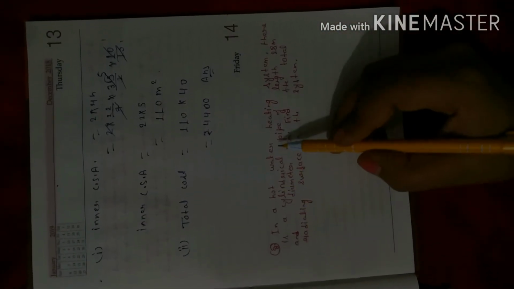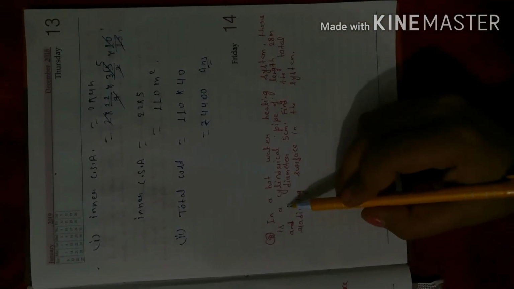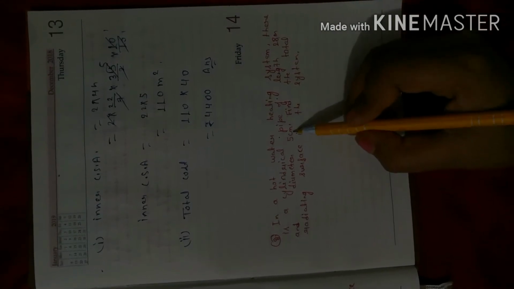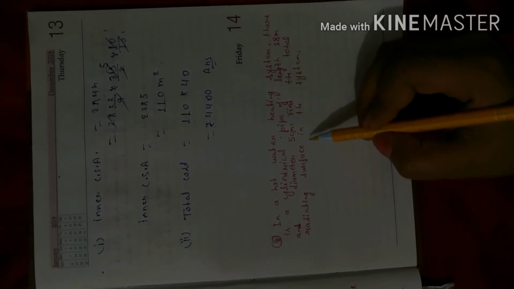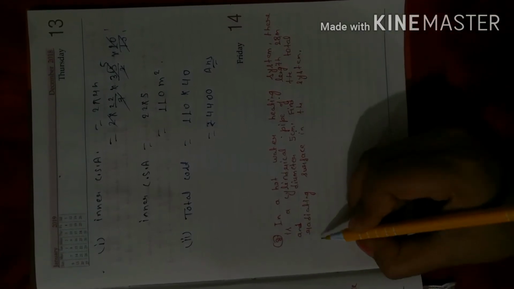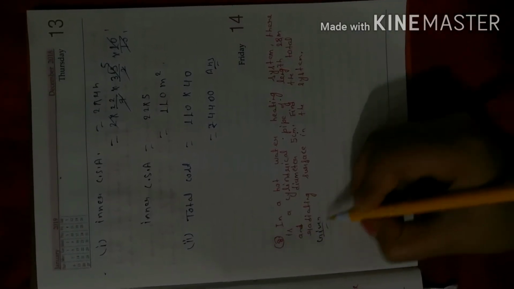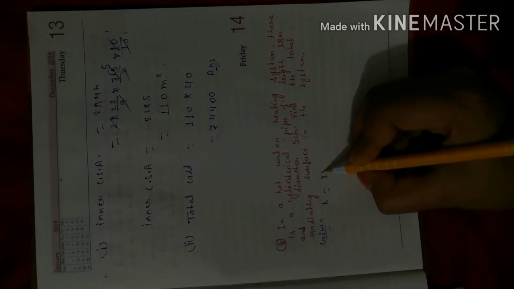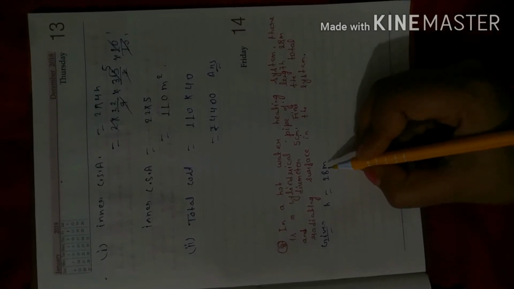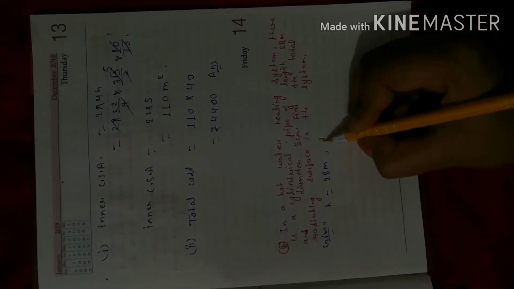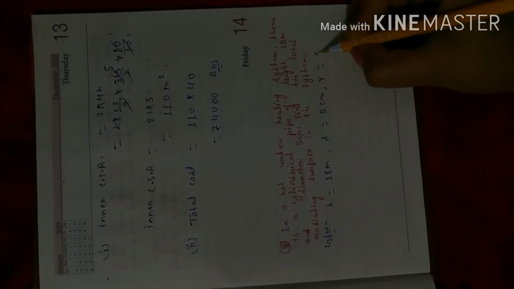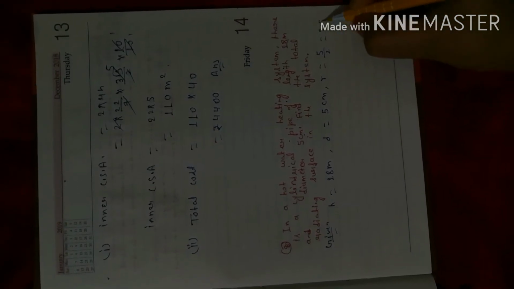Question number 8: in a hot water heating system there is a cylindrical pipe of length 28 meter and diameter 5 centimeter. Find the total radiating surface in the system. We will write what is given in this question. Given: length, length means we can write height. Height equal to 28 meter. And next, diameter equal to 5 centimeter. So we can write radius equal to 5 upon 2 equal to 2.5 centimeter.